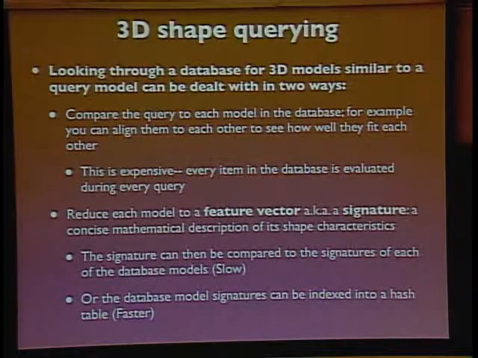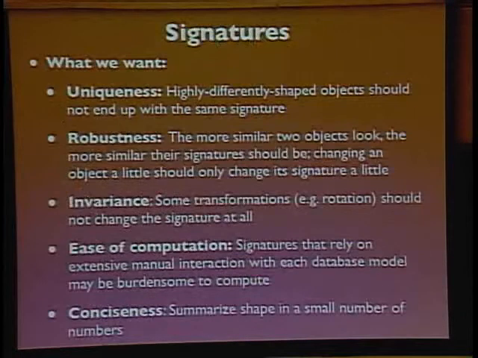But the reason why you would reduce your 3D model to a concise vector of features is so that you can use these fast data structures at all. So that's why you would do it, to make it fast. So let's talk about, yeah.